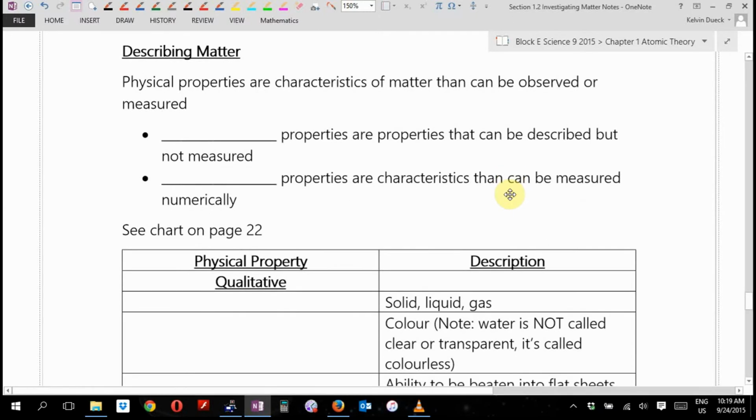Describing matter. Physical properties are characteristics of matter that can be observed or measured. You know what? I would underline the word physical, observed, and measured. Really measured.